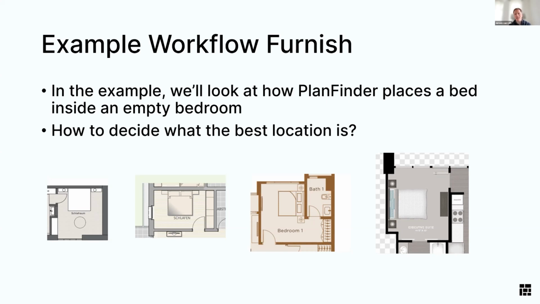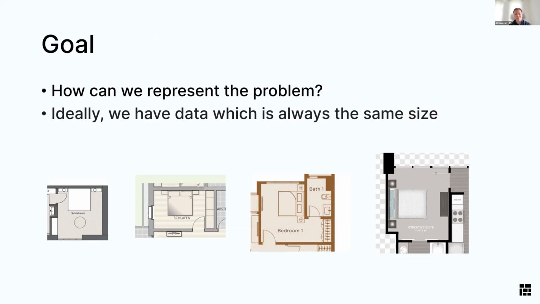So how can we decide what the best location is? I think first it would be interesting to think about how we can represent this problem as a problem interpretable for a machine. So we have to translate this problem into a bunch of numbers, and ideally the data we work with always has the same size. That often works very well for machine learning, when the data has a similar size, and you don't have data points where there's lots of variety in size.